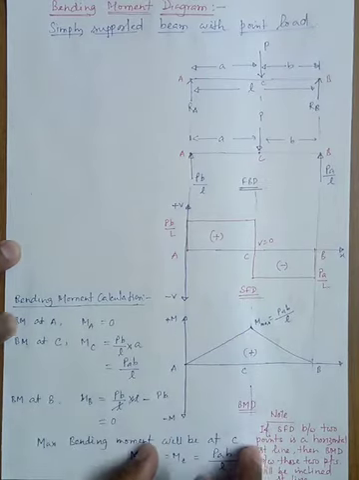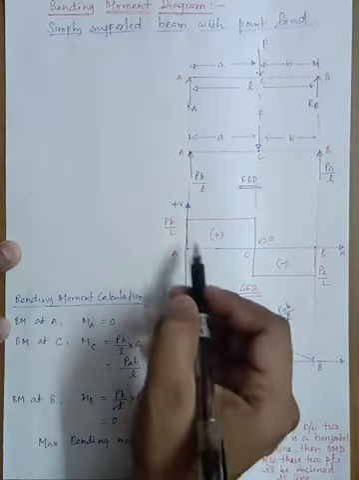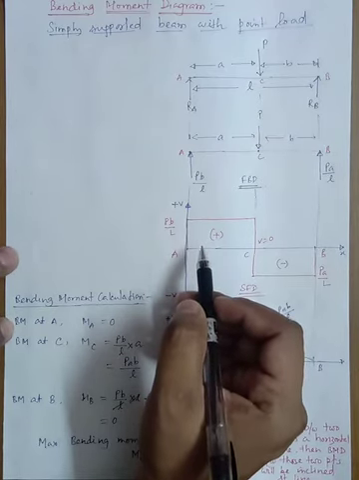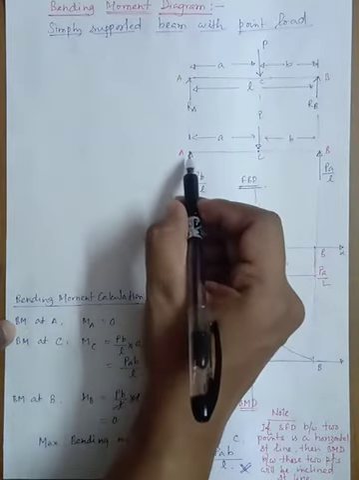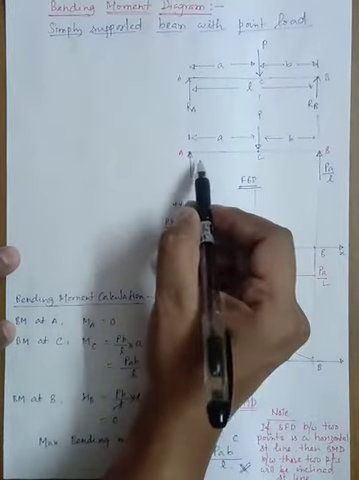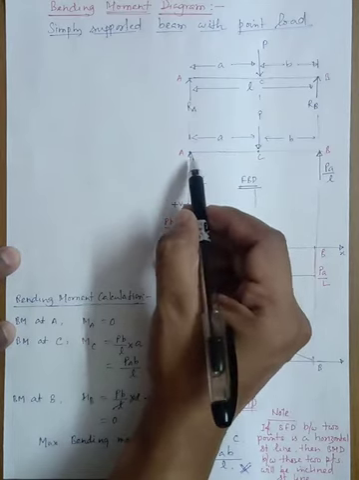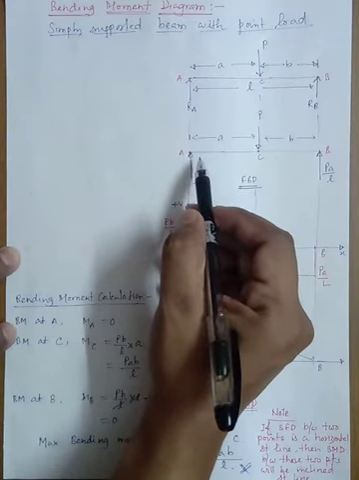To draw the bending moment diagram, we will have to calculate different values of the bending moment at different points. To calculate the bending moment values, we need to start from the left hand side of the beam towards the right hand side, because I have already told you that apart from the cantilever beam, for our other beams we need to start from the left hand side to calculate shear force as well as the bending moment.